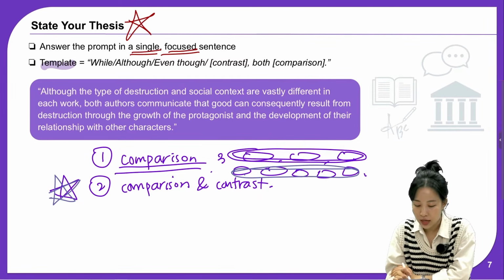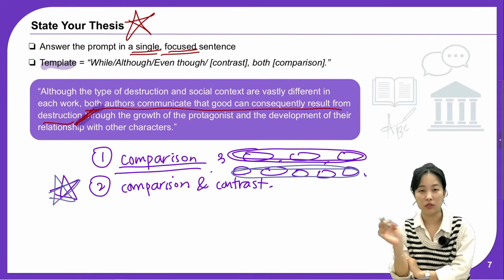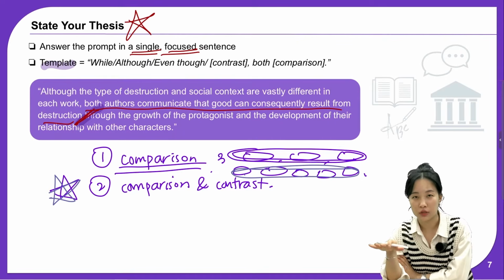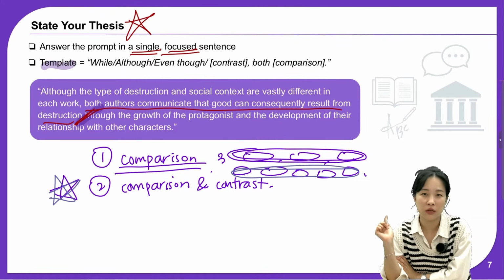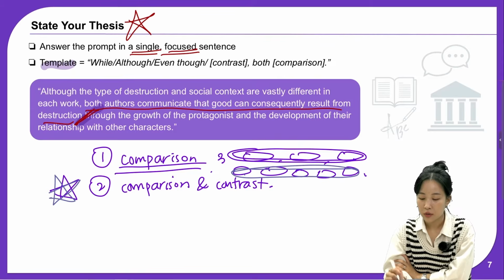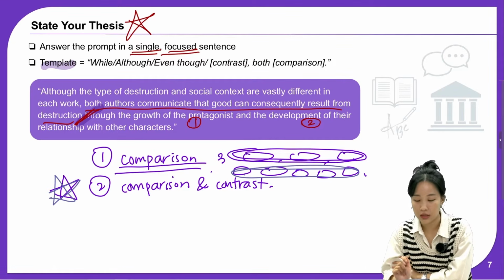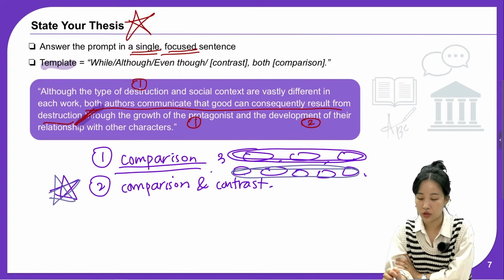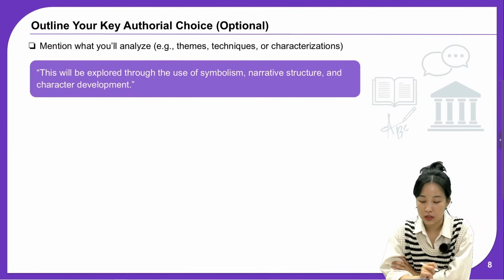You can't just end here, right? If you say both authors communicate that good can consequently result from destruction, that's like a no duh. The prompt already established that. So if you're saying, well, that's one of my similarity point, there's nothing more that you're adding to the prompt. The prompt is asking how, right? And so we're saying this is my point 1, this is my point 2, the 2 similarities. And then the differences, we have destruction, social context, okay? And so that is how your thesis statement is going to look like.